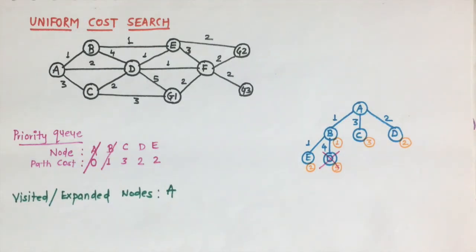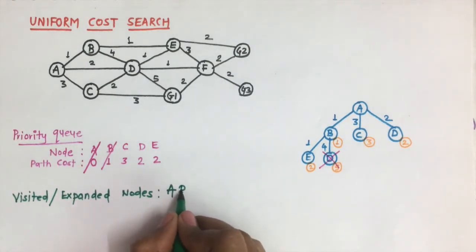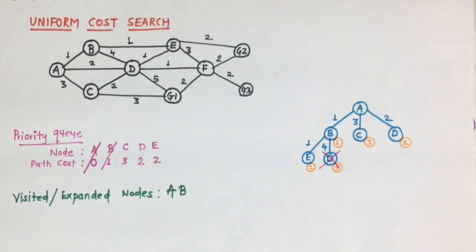Now we got 2 paths to D from A. One is direct path from A and other one is path through node B. The path which is having the highest path cost out of these 2 will be called as a dead path. It will not be considered for the further search as it will not give us the optimal solution. Now B is expanded, so one node will be popped from the queue.